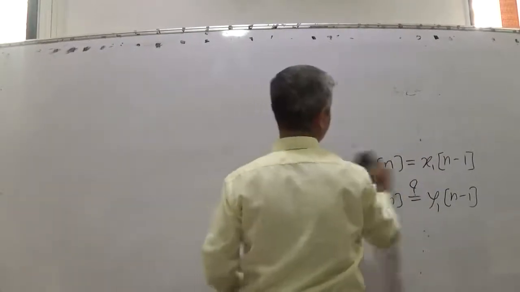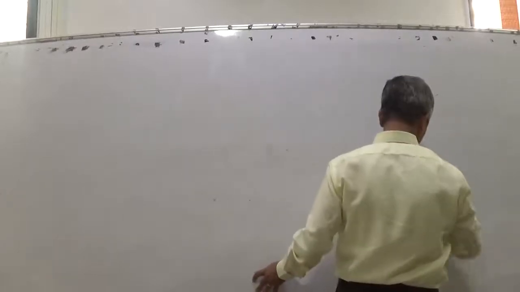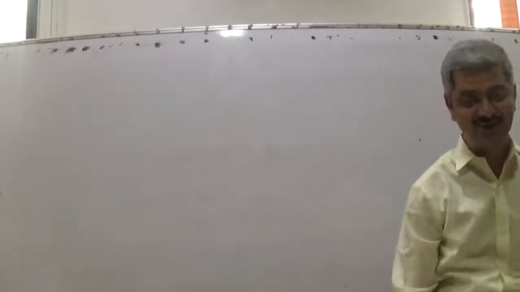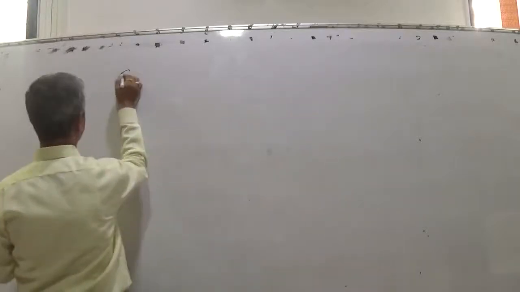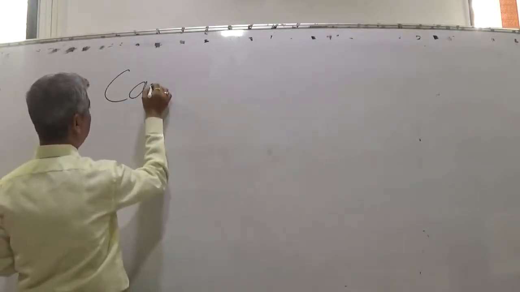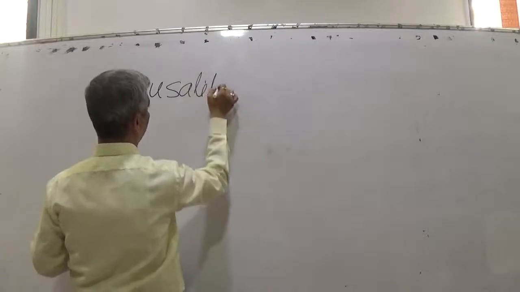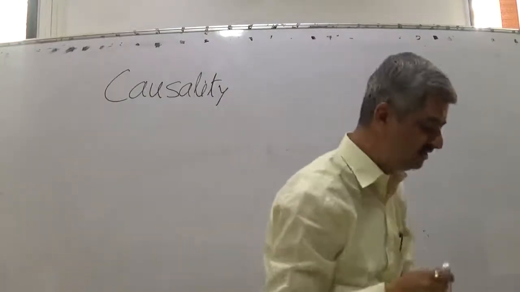So causal, most of the students make a spelling mistake in it. They write it casual because they are so. So the property is causality. Causality, or the system is causal.